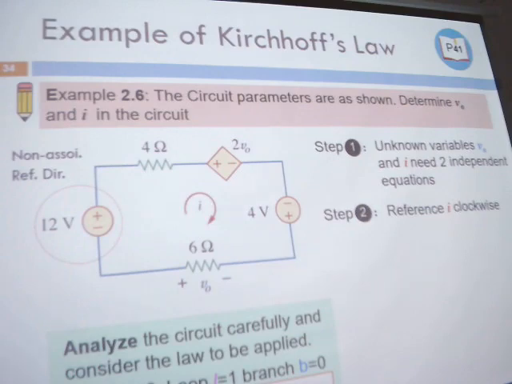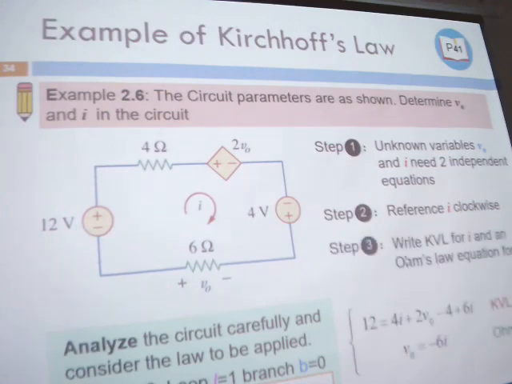Then step 2, we select the reference direction of our current, because we didn't define the current before. So for the reference direction of I, we select clockwise. Here we select the non-associated reference direction, or active convention, for the current, for the source.